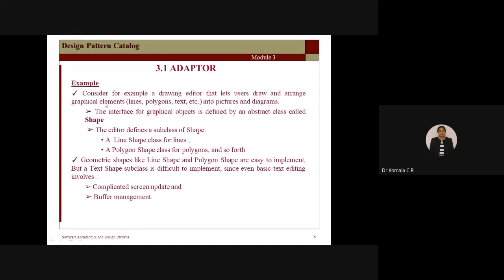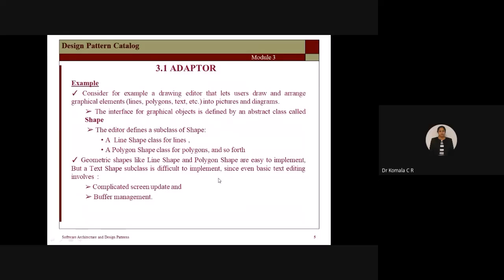Using the graphical elements lines, polygons and text, we are going to explain how these lines, polygons and text are drawn using a drawing editor into pictures and diagrams. Let us see what different objects or classes we come across. Mainly, we first take an abstract class named Shape. Then I will go for concrete classes. From Shape I will subdivide. This is my parent class. Now I will inherit this parent class into two subclasses: LineShape and PolygonShape.